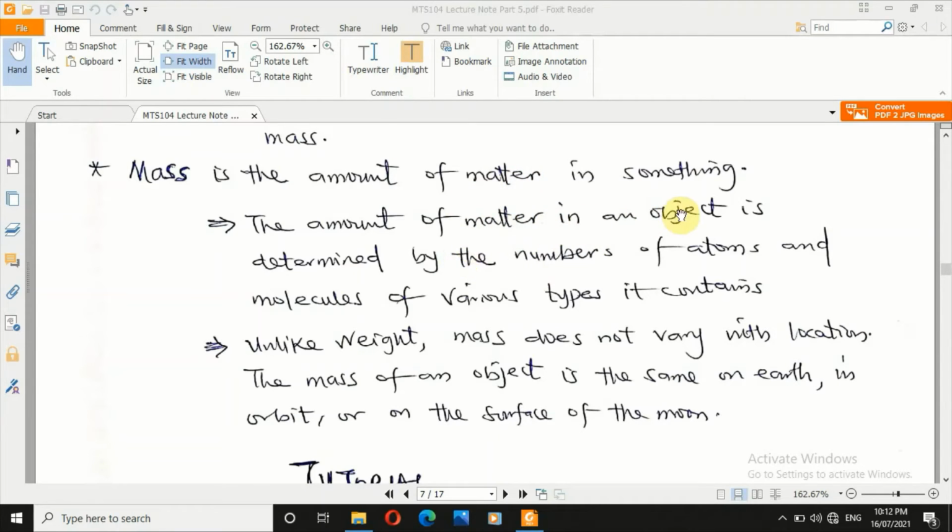The amount of matter in an object is determined by the number of atoms and molecules of various types it contains. Please pay attention to this. What are those things that can determine the gas, liquid, and solid? They are the atoms. Atoms and molecules form together to give us what we know as solid, liquid, and gas. The summation of atoms and then the molecules will give us that.